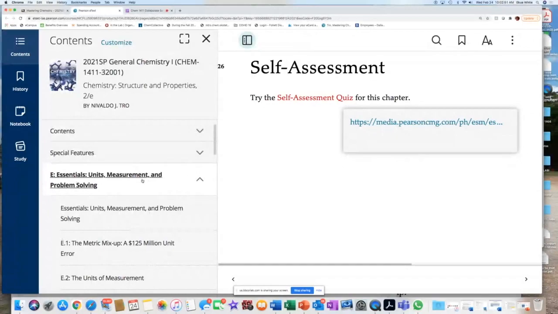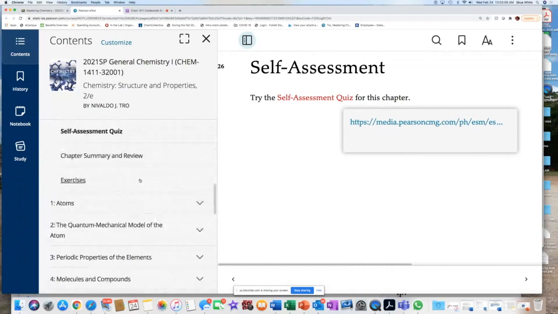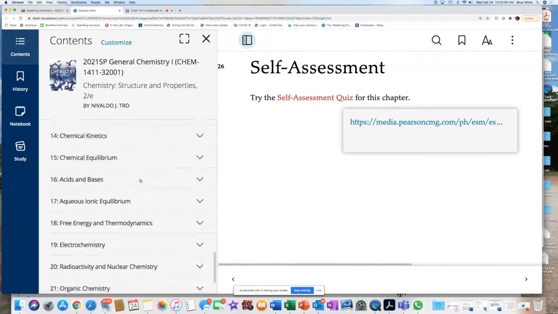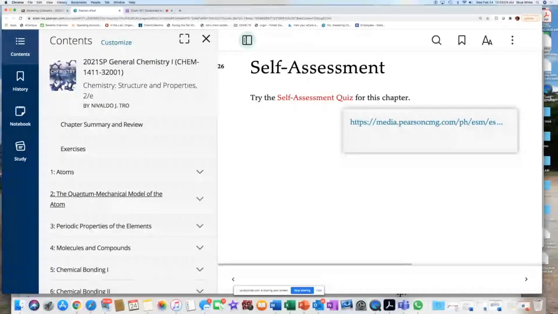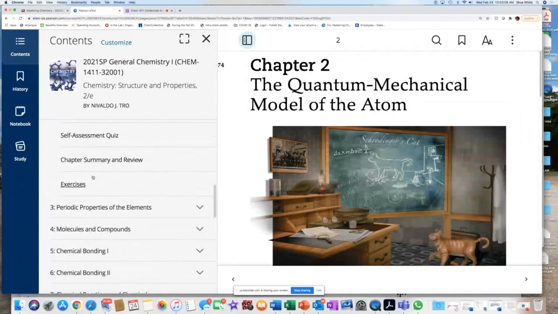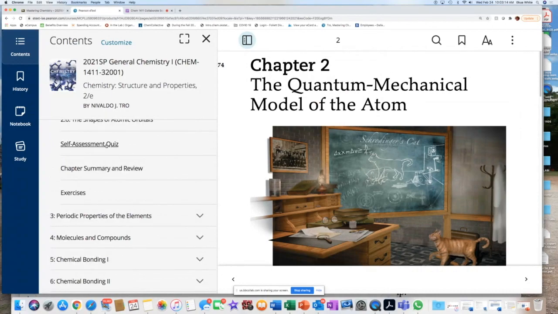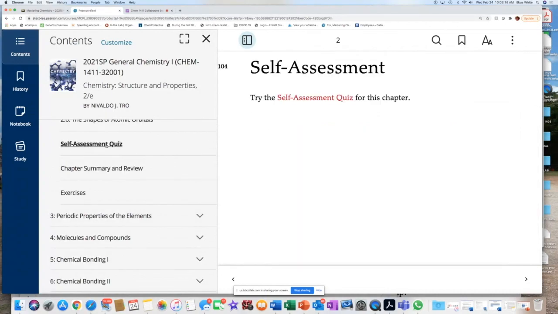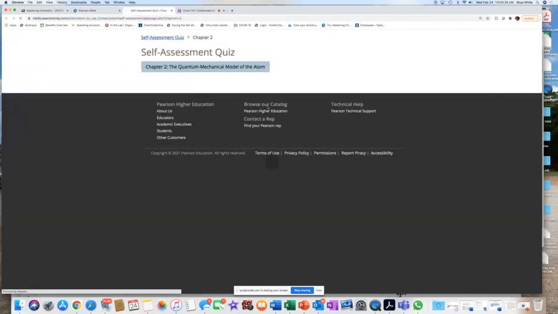Okay, so your first exam, oh wow, it's been a long time, huh? Let's start with the easiest thing right now. We just finished chapter 2. So let me go to chapter 2 right here, the quantum mechanical model of the atom. That's this one here. So yeah, self-assessment quiz. So if you click on that, you have to click on this again here to see the quiz, and then the quiz populates.